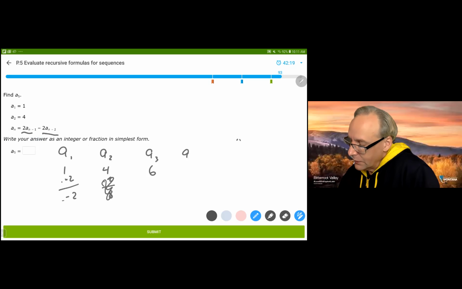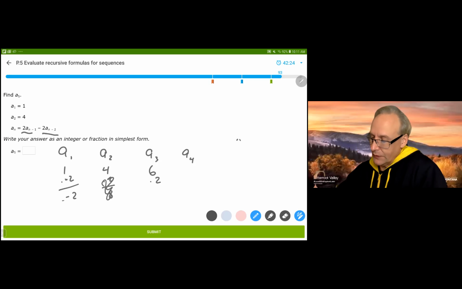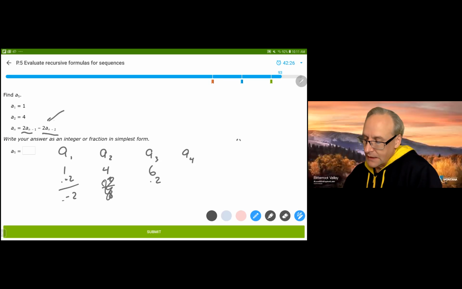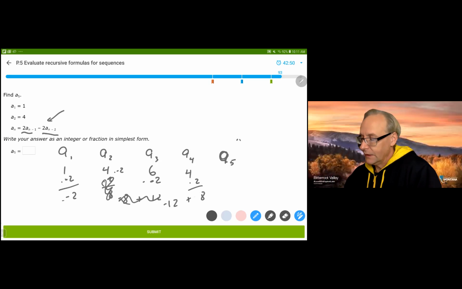We want A4. We're going to take the last one and multiply it by 2. We're going to take the one before that and multiply it by negative 2. And we're going to get negative 8 plus the 12, and we're going to get 4. And then I'm going to get A5. Sorry, that doesn't look like an A. There we go, A5. We take the last one and multiply it by 2, and the one before that and multiply it by negative 2. We're going to have 8 and negative 12, and we're going to get negative 4.